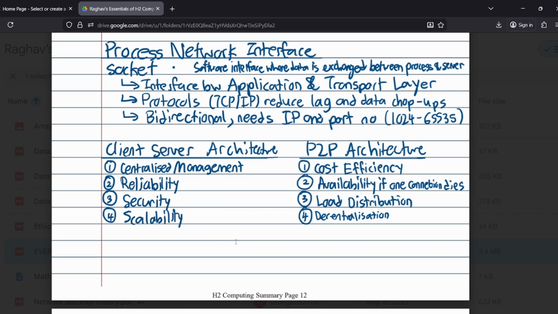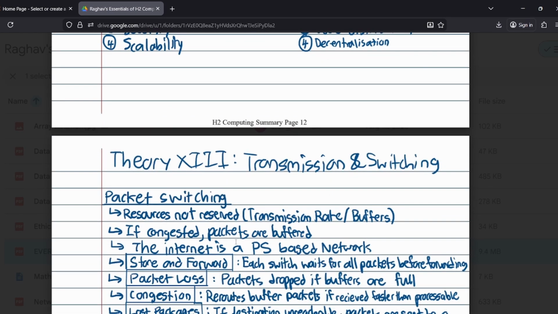And the other approach is P2P architecture, which is what you are programming with your socket, because this effectively is computer to computer. You can think of this as Bitcoin mining, for example. It's cost efficient, right? If you're playing Destiny 2 and the server goes down, everyone's cooked. But in here, if one connection goes down, then it's not that bad. Load distribution is more even, and it's decentralized, so it doesn't depend on one authority to check everything. I'd say that's a good thing.